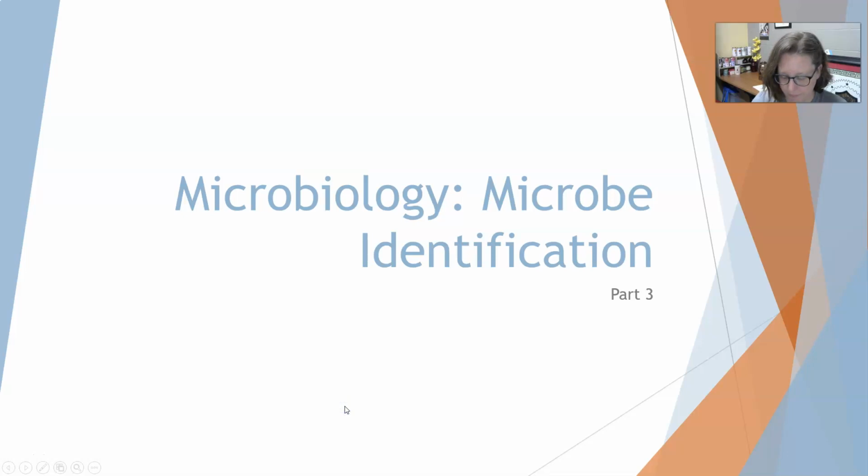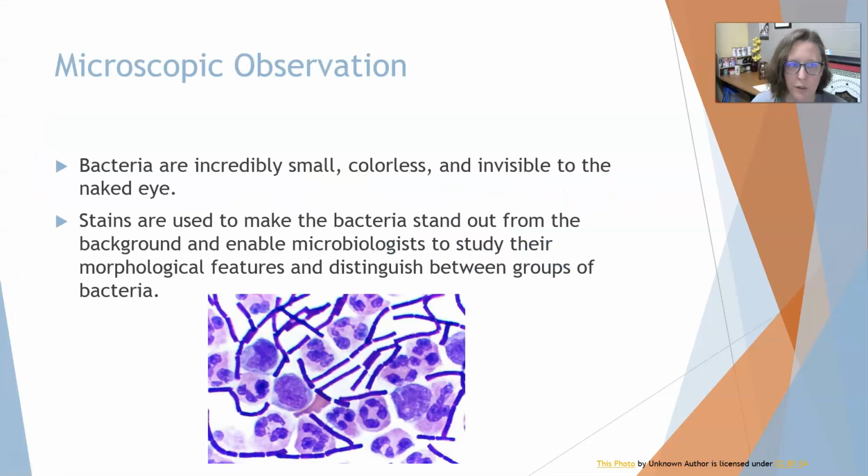So first, we do microscopic observation. Bacteria are incredibly small, colorless, and invisible to the naked eye. So we have to use microscopes and use stain to make them visible so that we can identify them. Stains are used to make the bacteria stand out from the background and enable microbiologists to study their morphological features and distinguish between different groups of bacteria.